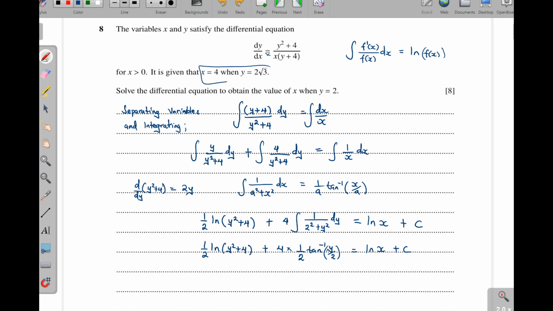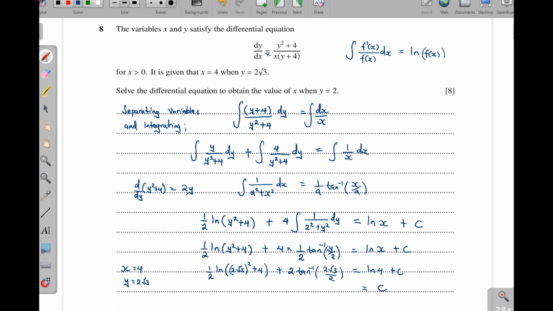Then using these initial conditions to get the value of c, what we shall come up with is what we call the particular solution. Now we have x equal to 4, and y equal to 2 root of 3. So we substitute here: natural log of 2 root of 3 squared, then plus the 4, then plus, of course, here we shall get a 2, then the arctan of y, which is 2 root of 3 over 2, and this one will be natural log of 4, then plus c.